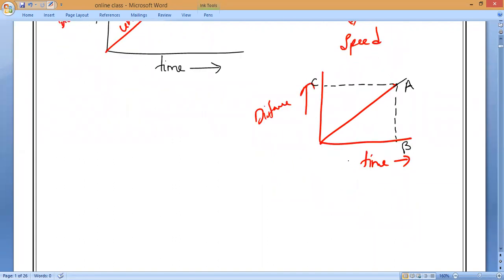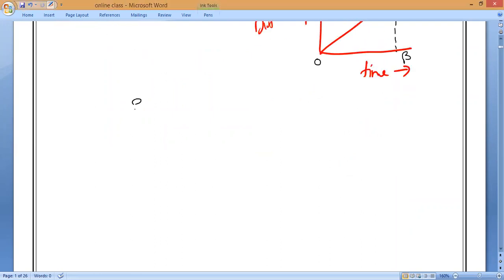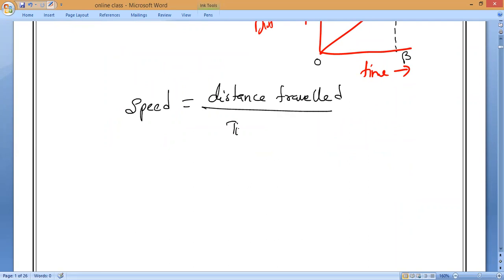Now, what is the slope of the graph? Everybody tell me. Let me take this as O, the origin. Now I want speed. Speed is equal to distance traveled divided by time taken. You understand everyone? What is the time taken here? You can see here, the time taken is OB.